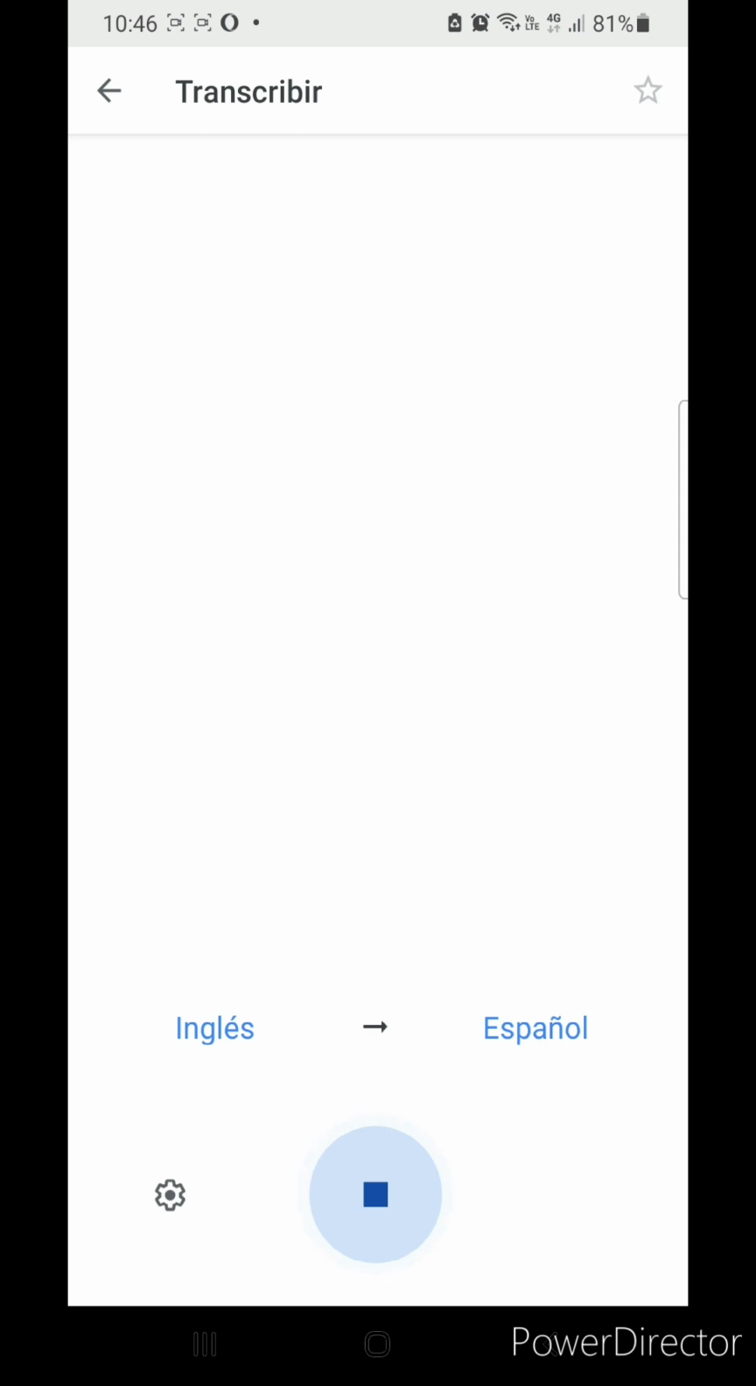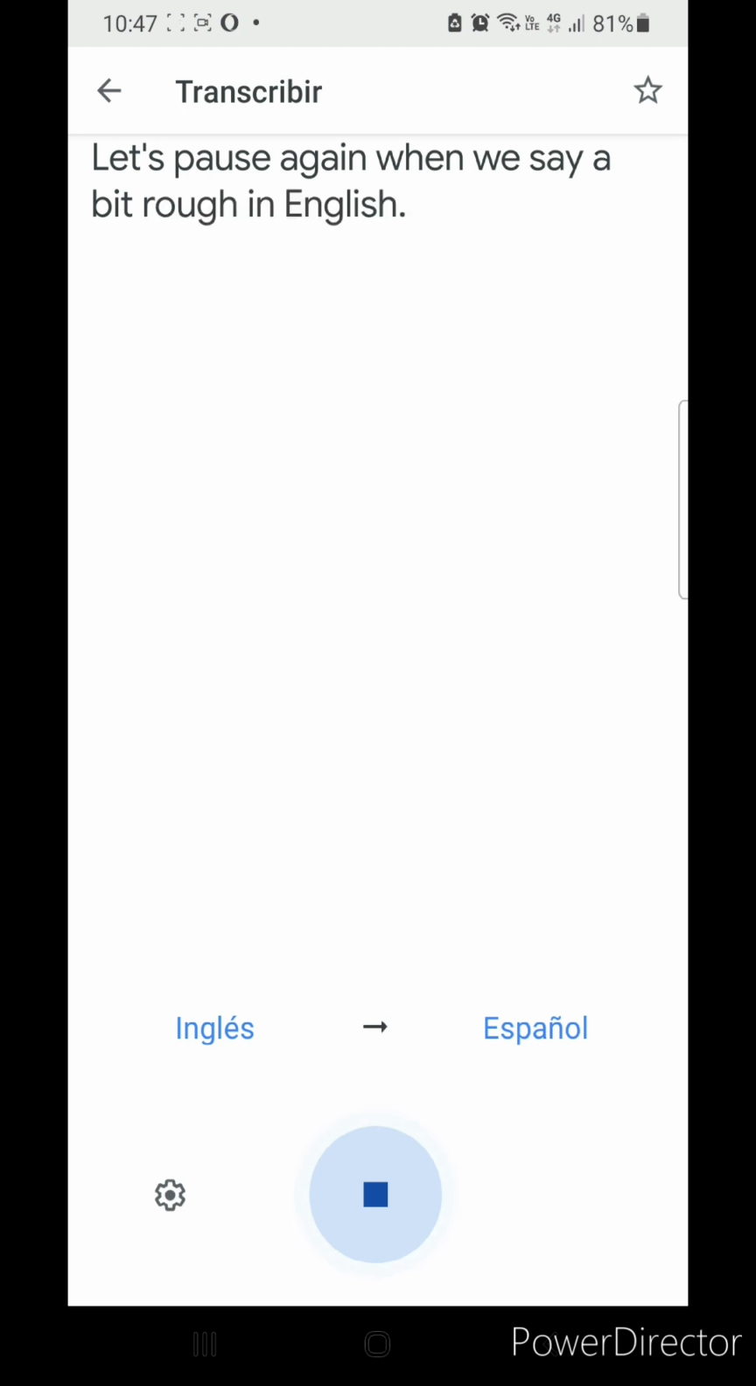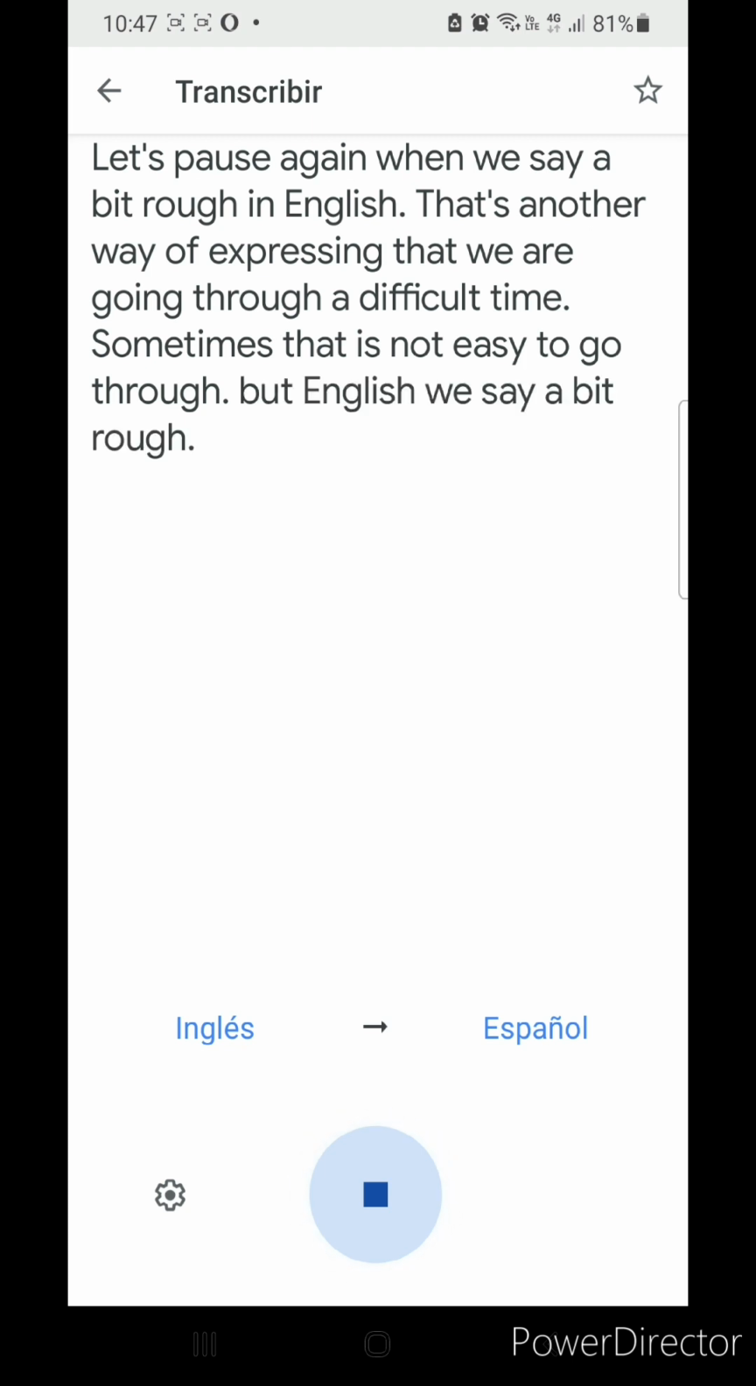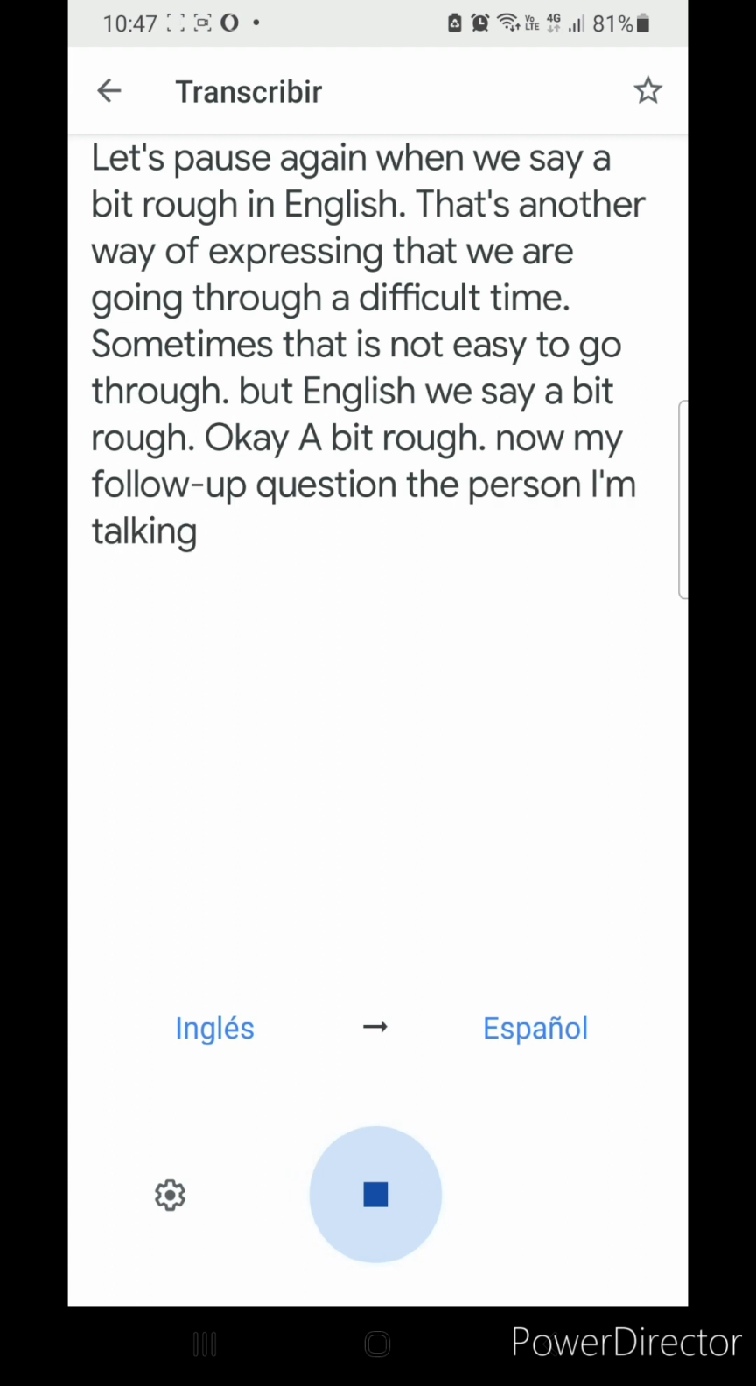Let's pause again. When we say a bit rough in English, that's another way of expressing that we are going through a difficult time. Sometimes that is not easy to go through. But in English, we say a bit rough, okay? A bit rough. Now, my follow-up question. The person I'm talking to is here. We go. How have you been now?